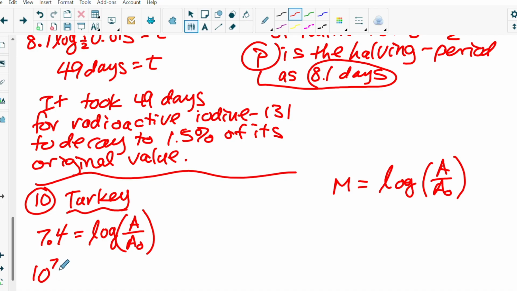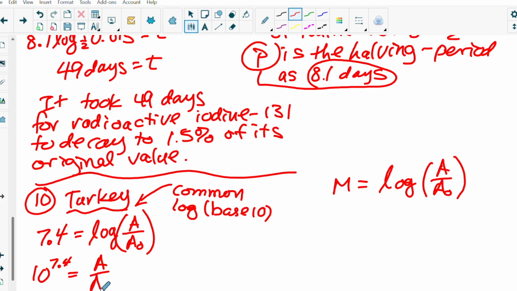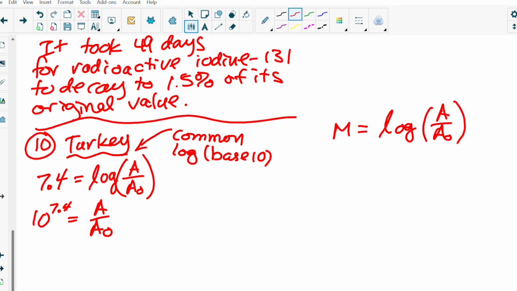Okay, let's convert to exponential form. That's 10 to the 7.4. Remember, these are common logs, with a base 10, right? So that's why I can convert it as such. 10 to the 7.4 equals A divided by A naught. So this A value is the intensity measured in microns of the earthquake in Turkey. So A Turkey equals 10 to the 7.4 A naught.